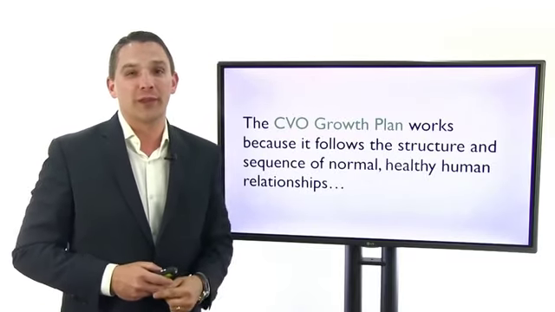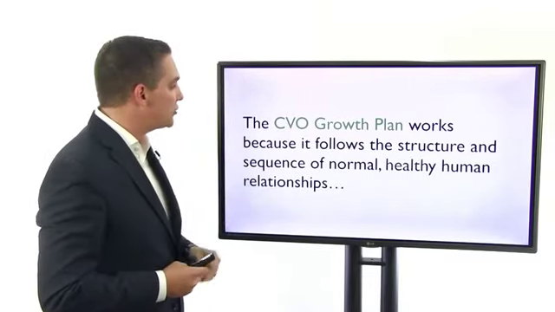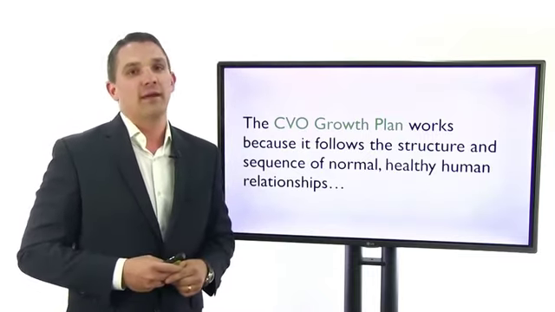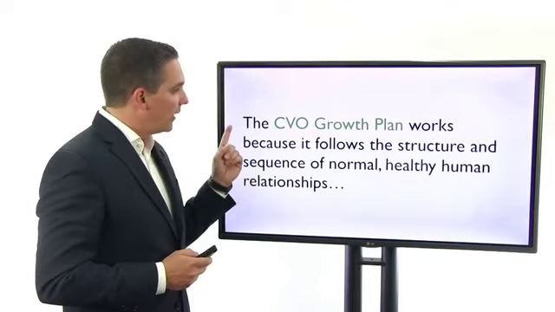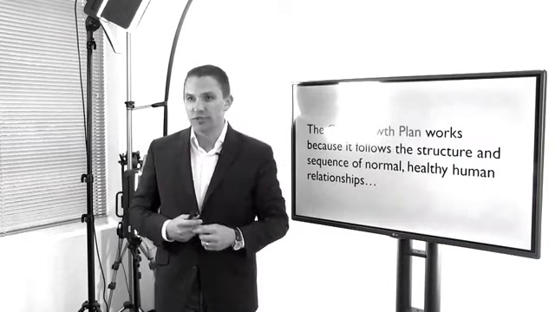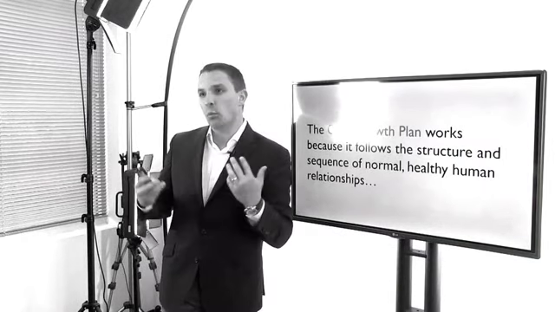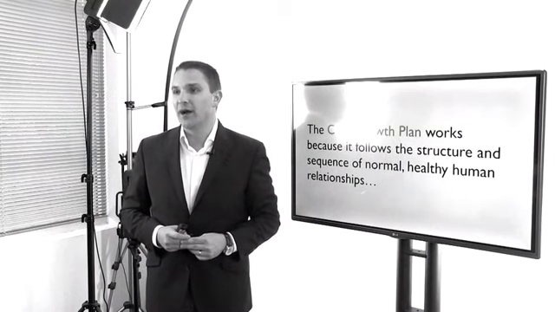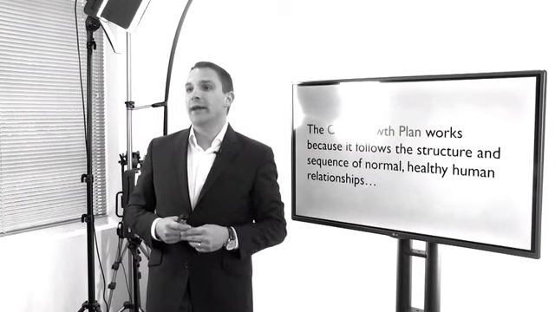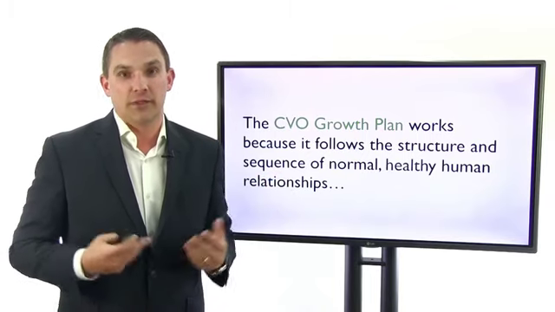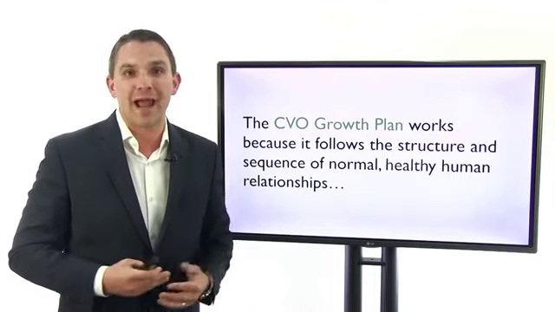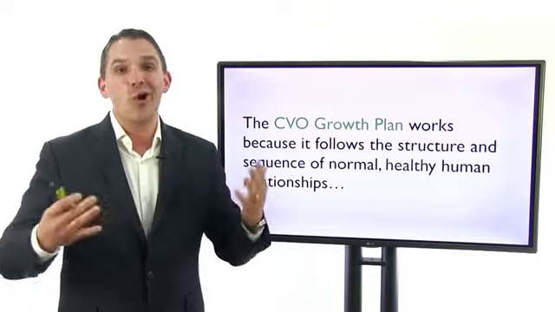And the CVO growth plan, customer value optimization as a strategy, it works because it follows the structure and sequence of normal, healthy human relationships. Normal, healthy human relationships. Structure and sequence. Keep these words in mind, in particular structure and sequence. What is the ordinary structure of a healthy, normal human relationship? For example, how do we find and meet and eventually, hopefully marry the person that we love, the person that we're meant to be with, right? We know there's a path, there's a process to that. We know how these things work.